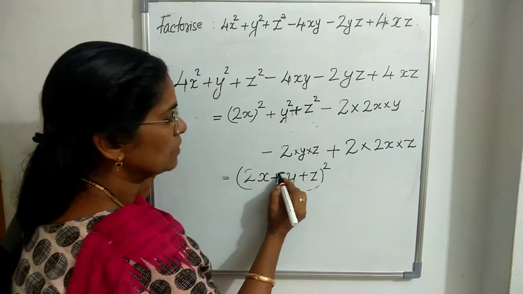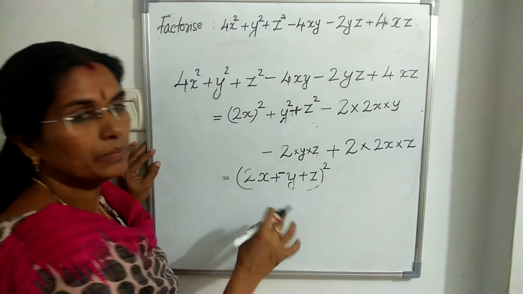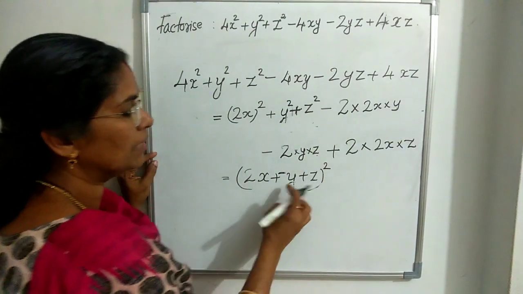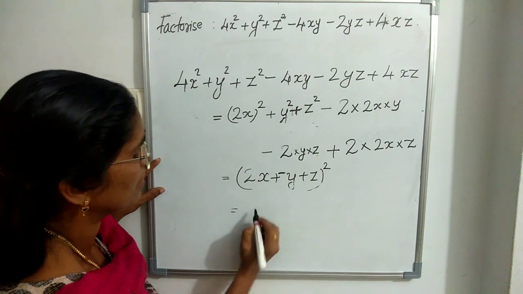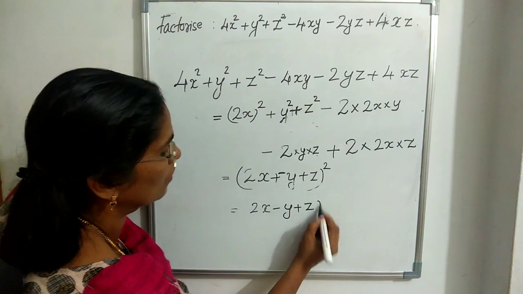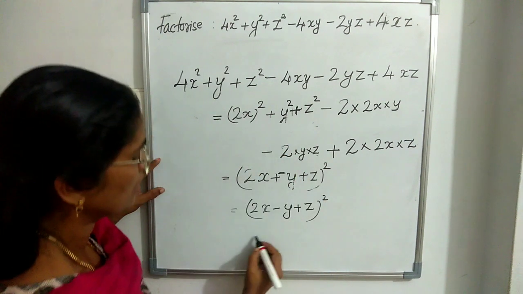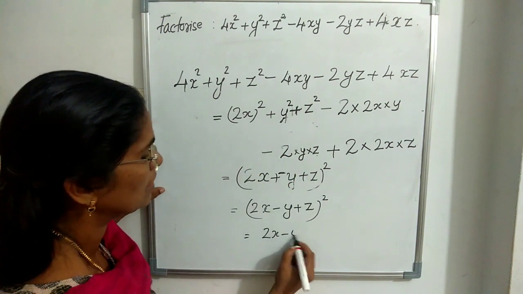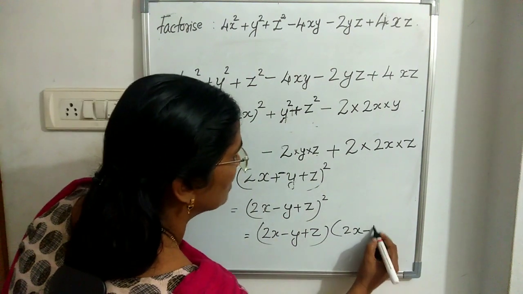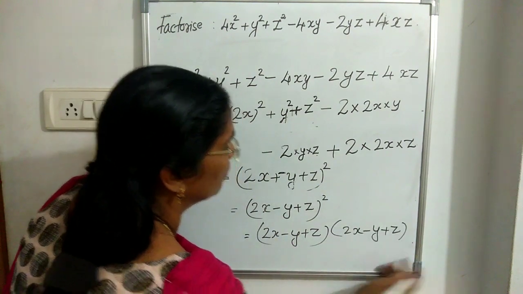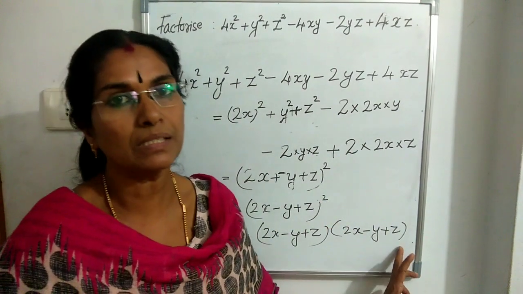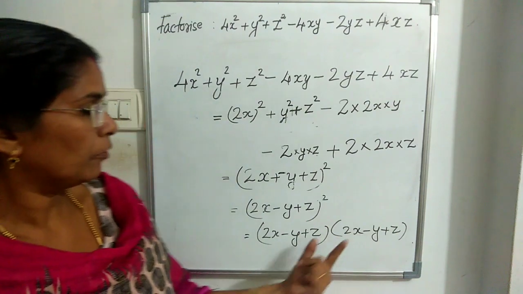So this is very important where the negative term it is coming. So by looking here which variable is common, that variable you have to put the negative sign. Now you write 2x minus y plus z whole square. So the factors for this one, 2x minus y plus z into 2x minus y plus z. Okay. 2 times it is a square means 2 times it is coming. Clear?